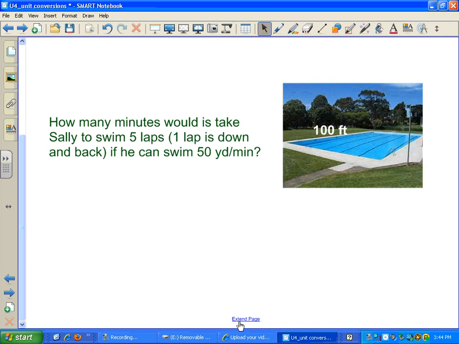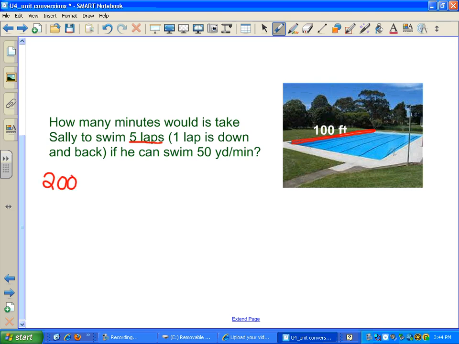Okay, I want to know how many minutes it's going to take Sally to swim 5 laps, and 1 lap is down and back. So 5 laps, 1 lap is down and back. If she can swim 50 yards per minute. So let's think about that. First of all, they're going to go 5 laps, and 1 lap is down and back. So down and back, 1 lap is how far?